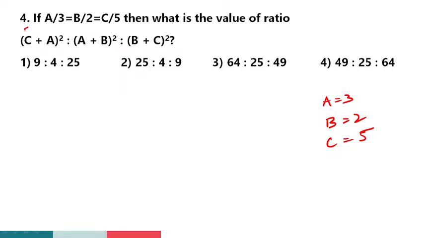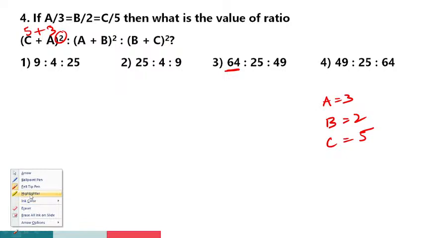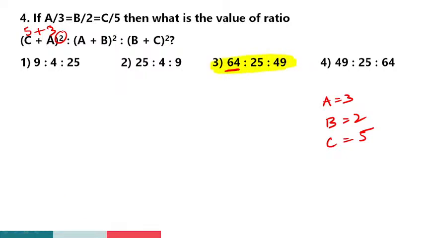What is the c value? 5. The a value? 3. 5 plus 3 is 8. 8 square is 64. Go through option verification. Which option has 64 as its starting number? That option is the right answer. There is no need to check the remaining numbers, because only one option has 64 as its starting number. That's why that option is the right answer, guys.